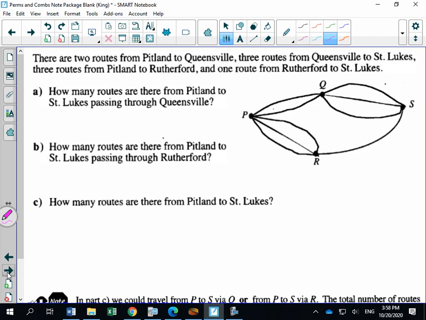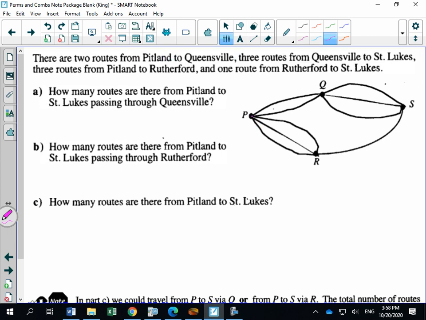Okay, next question that we have are these route questions. They love having this type of question on exams and quizzes. So what it says is we've got cities. So this is Pitland, Queensville, St. Luke, and Rutherford. And what it says is there are 2 routes from Pitland to Queensville.